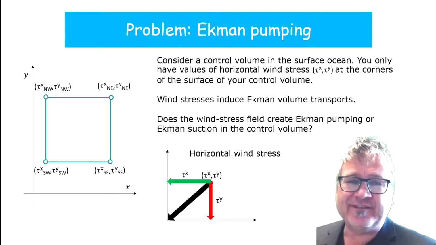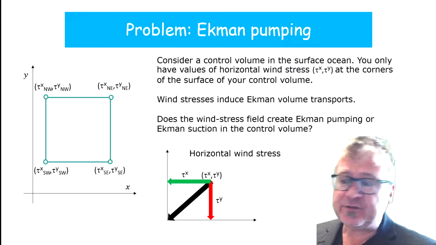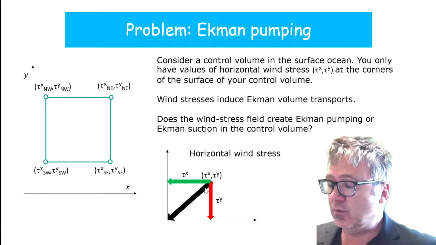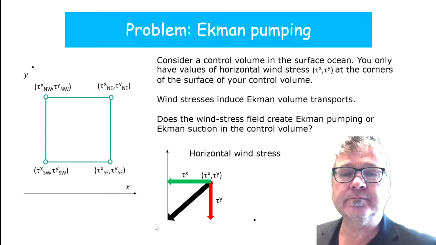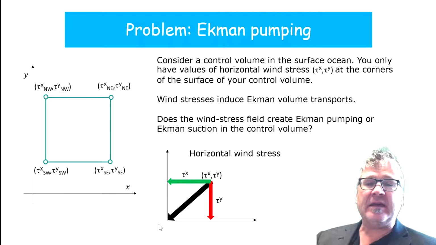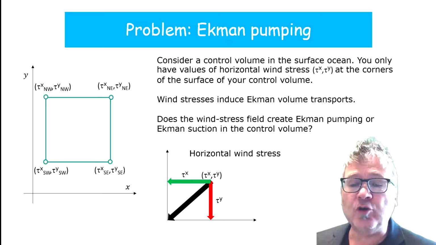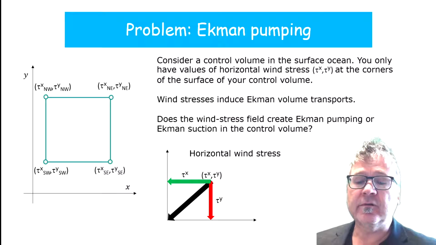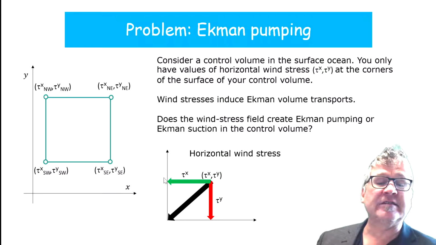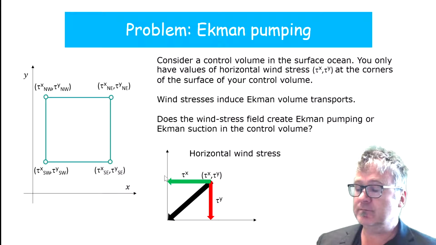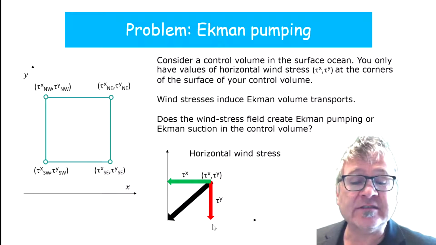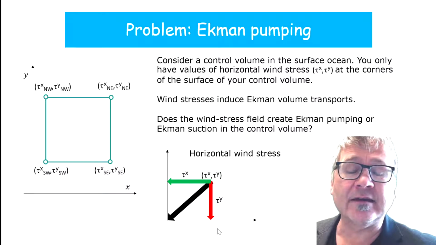The wind stress itself is shown in this little diagram as the black arrow. It's one example. And it can be split up into two components. One is the projection onto the x-axis, and it's the green arrow. And the other one is the red arrow, the projection onto the y-axis.